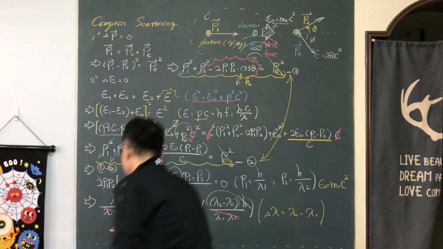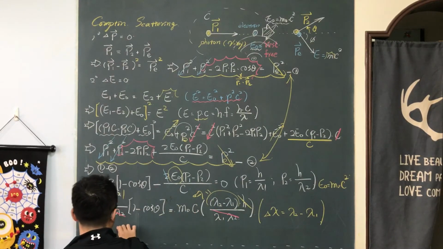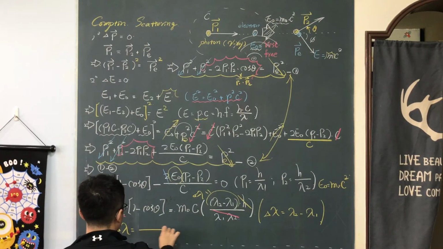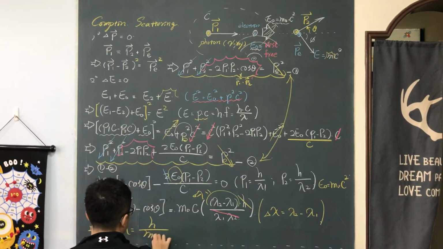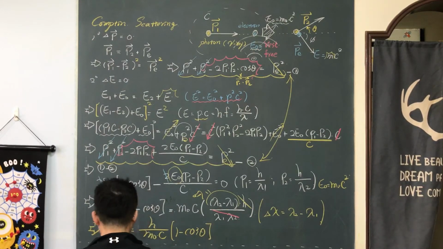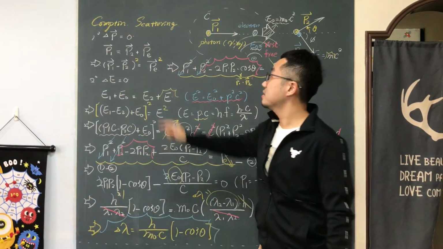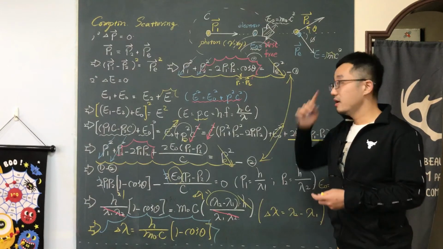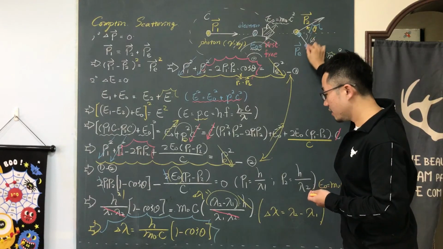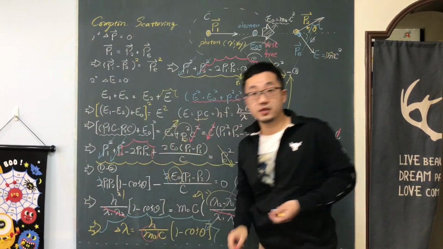Okay, finally, the delta lambda is equal to Planck's constant divided by m naught times c, times 1 minus cosine of theta. Finally. So this is the difference of the wavelength between the incident photon and the scattered photon. And this theta is the angle between the incident photon and the scattered photon. And m naught is the rest mass.